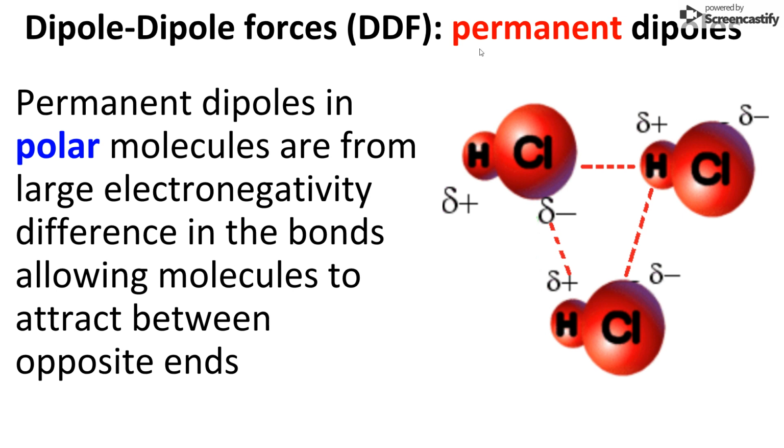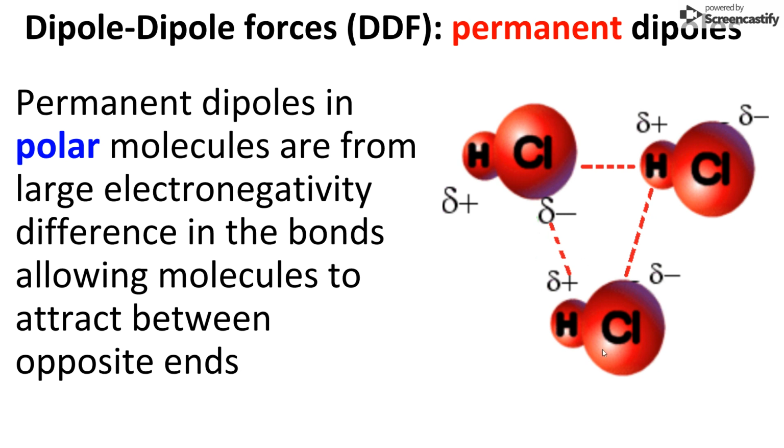Dipole-dipole force, DDF forces, are due to permanent dipoles, unlike London dispersion force, which are due to temporary dipoles. With the permanent dipoles, so the permanent dipoles are occurring because this is a polar molecule, with chlorine being more electronegative, and so that's why there's a partial negative charge on the chlorine atom and a partial positive on the hydrogen. So this is a permanent situation for this atom. Always chlorine in HCl is going to be more negative and hydrogen positive.